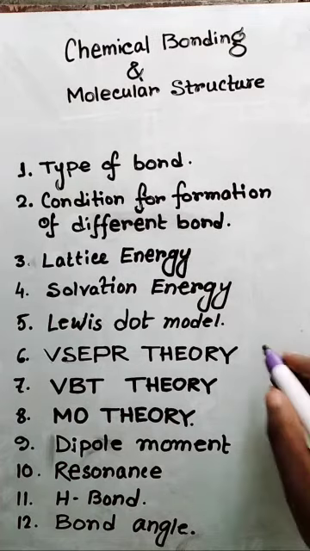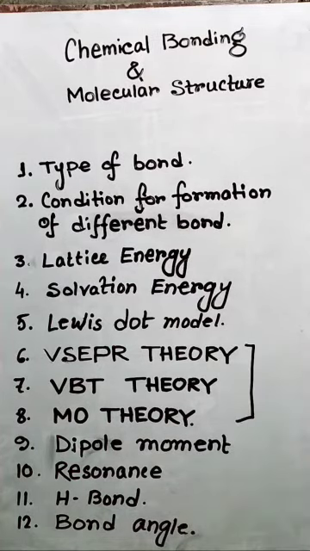Actually, these theories are used for determination of different structures, and the latest theory is molecular orbital theory. And later we discuss the dipole moment of different types of structures, as well as resonating structures and hydrogen bond, and also the bond angle of different compounds.